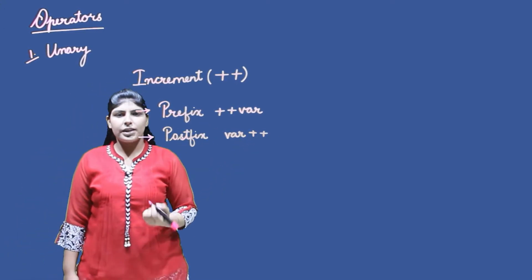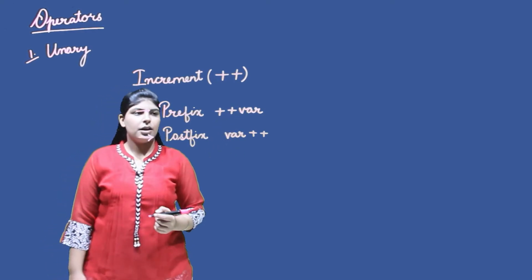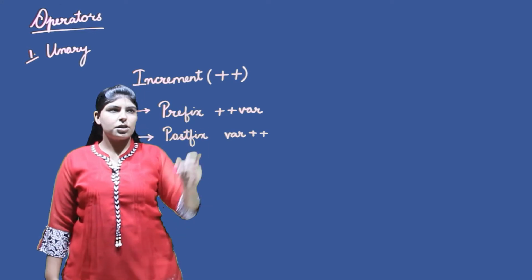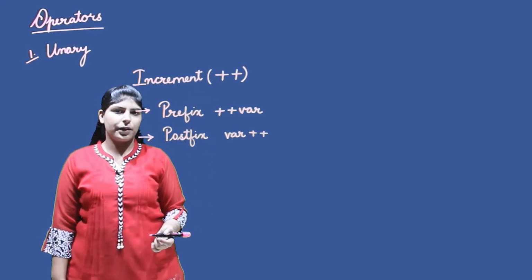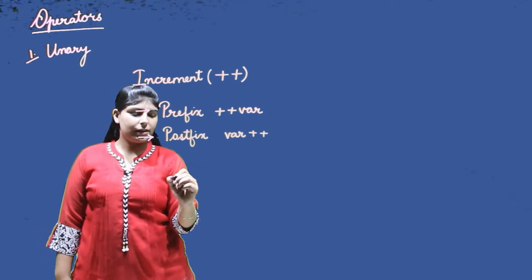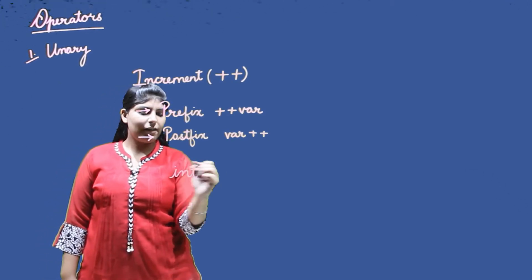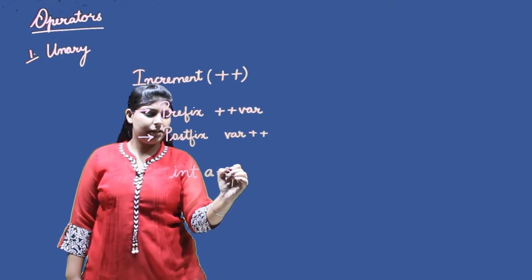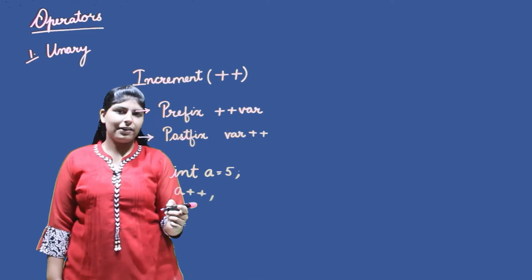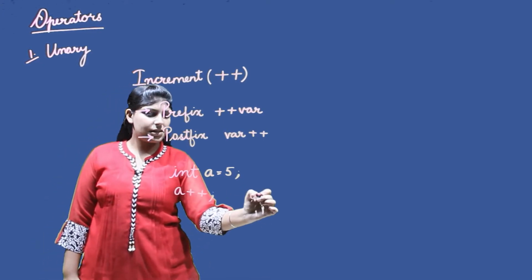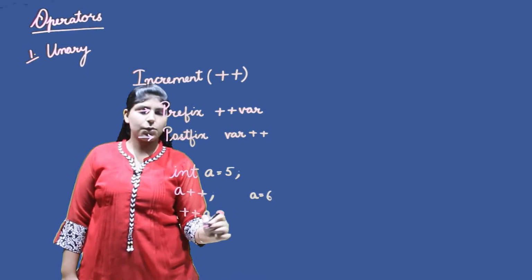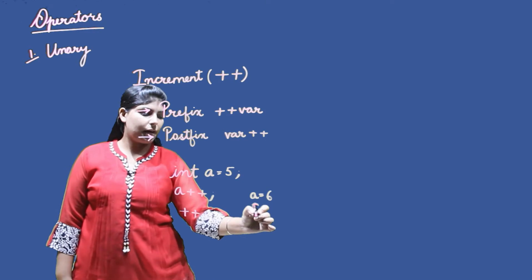So both of them increase the value of the variable by 1. Now you can see in both of these notations we are using only one variable. Increment operator just takes one operand, that's why it is a unary operator. Let us take an example to understand its usage. Suppose I have a variable a whose value is 5. If I write a plus plus, so a value is increased by 1. A becomes 6. If I write plus plus a, here also a value increases by 1, so a becomes 7.